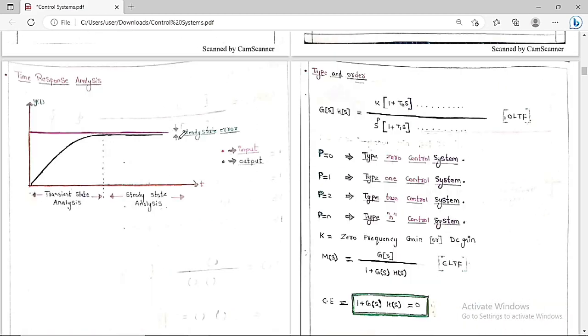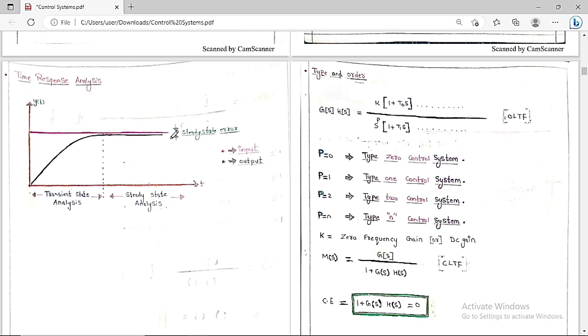And we are going to discuss another concept, which is called the time response analysis. Whenever I draw the graph of the output y of t with respect to time, this is the graph I am going to get. This is the desired output, but this is the actual output that we are going to get with respect to time.